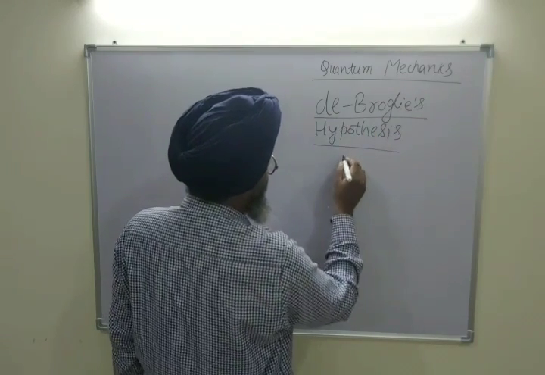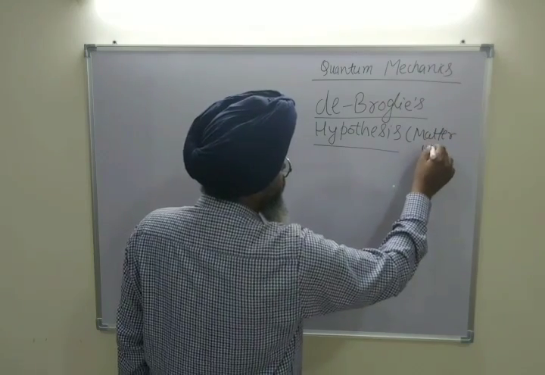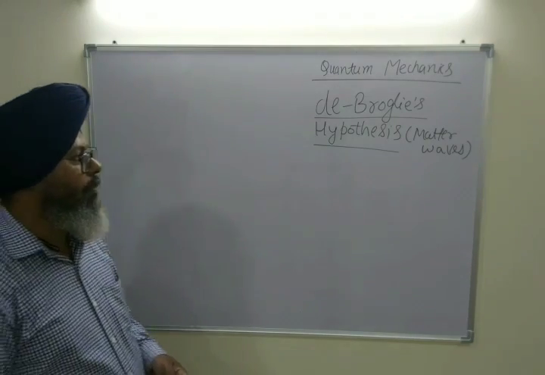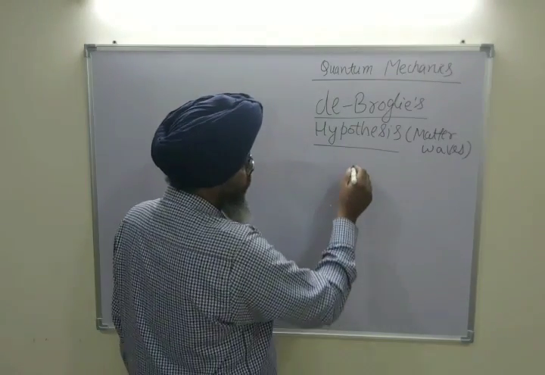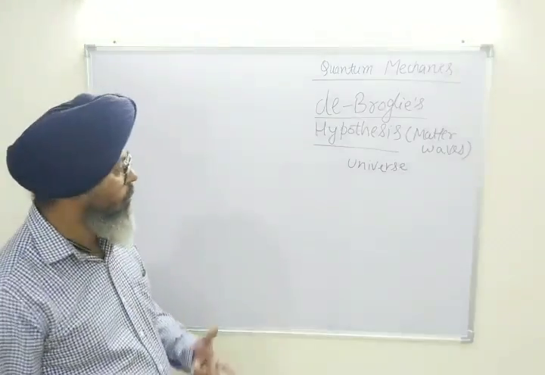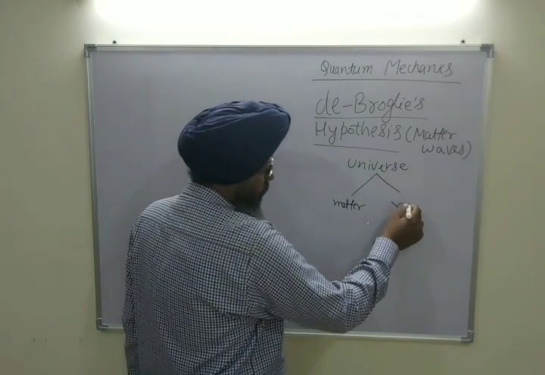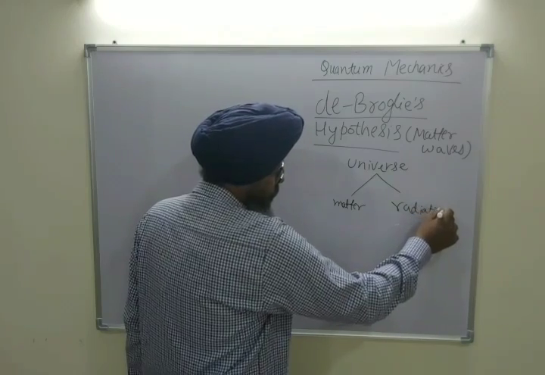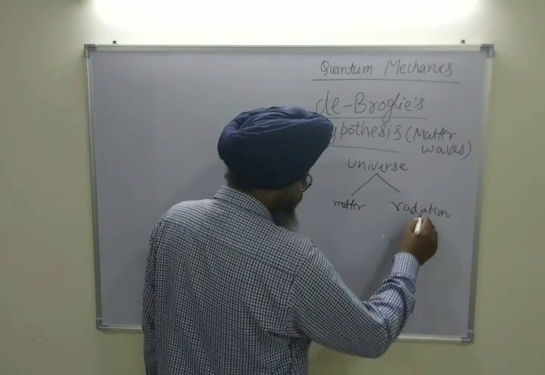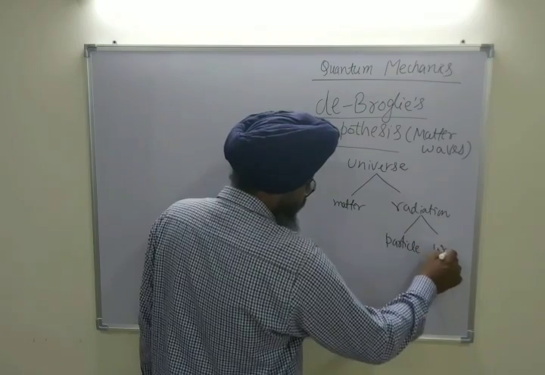De-Broglie hypothesis. That is the concept of matter waves. Okay, what is this concept? Actually, we know that our universe consists of matter and radiation. Well, radiation has dual nature, particle as well as wave.